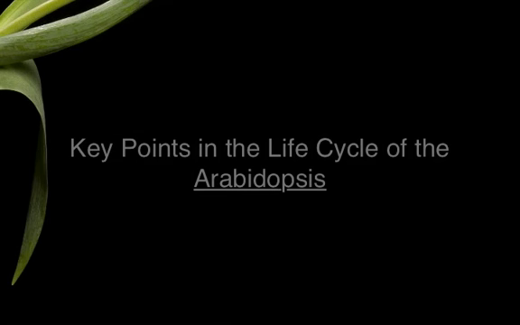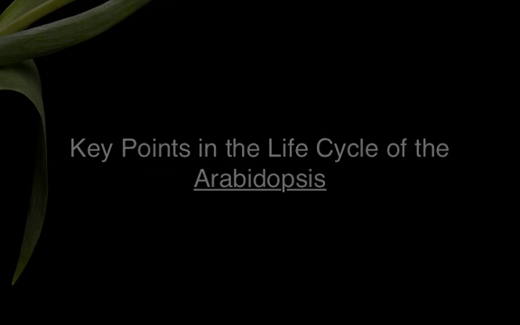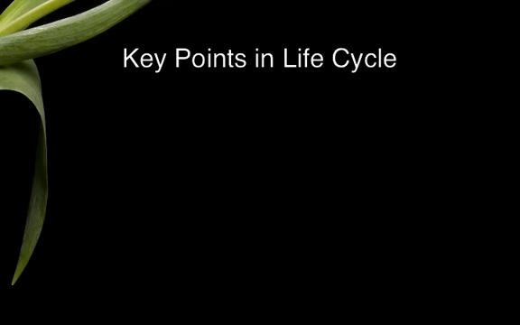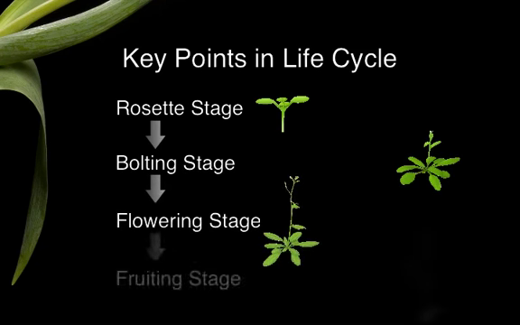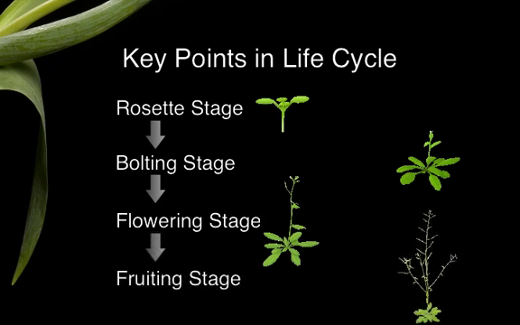In this session, we'll be looking at key points in the life cycle of the Arabidopsis plant. The first initial stage is the rosette stage. That's followed by the bolting stage and then the flowering stage. Finally, the fruiting stage is one of the last stages the plant will go through. There will be short pauses throughout the video to show basic characteristics to look for at each stage.